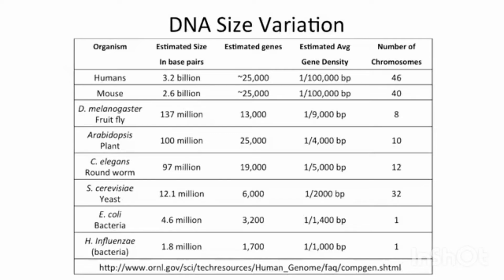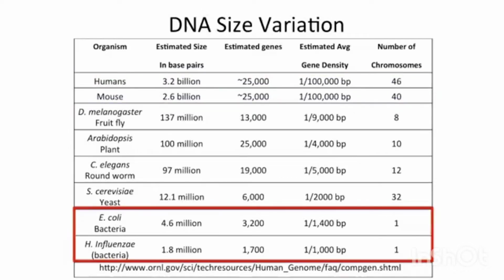There's a tremendous amount of variation in the size of DNA for organisms. Humans actually are not the largest genome, though they're the largest one shown on this slide. Our genome size is about 3.2 billion base pairs, and the number of genes is around 25,000, although that number continues to be revised. Mice follow with 2.6 billion base pairs. And as we go down the list, bacteria at the bottom, they have a much smaller genome.